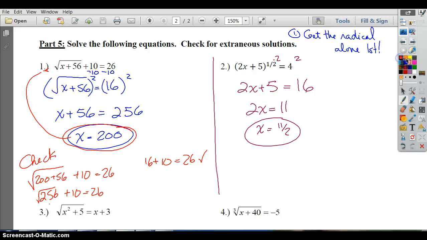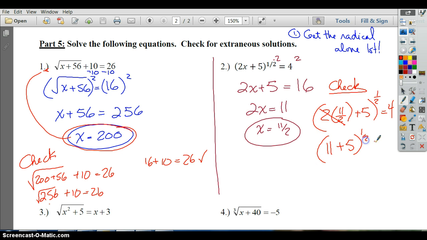I now want to go ahead and do my check by substituting that back in. Let's make sure it works. So I have 2 times 11 halves plus 5. And I'm going to take the square root of it and see if it equals 4. 2 divided by 2 is 1. 1 times 11 is 11. So 11 plus 5 to the 1/2 equals 4. This is the square root of 16. Yeah, square root of 16 is 4. So this one's a good answer. Checks out.